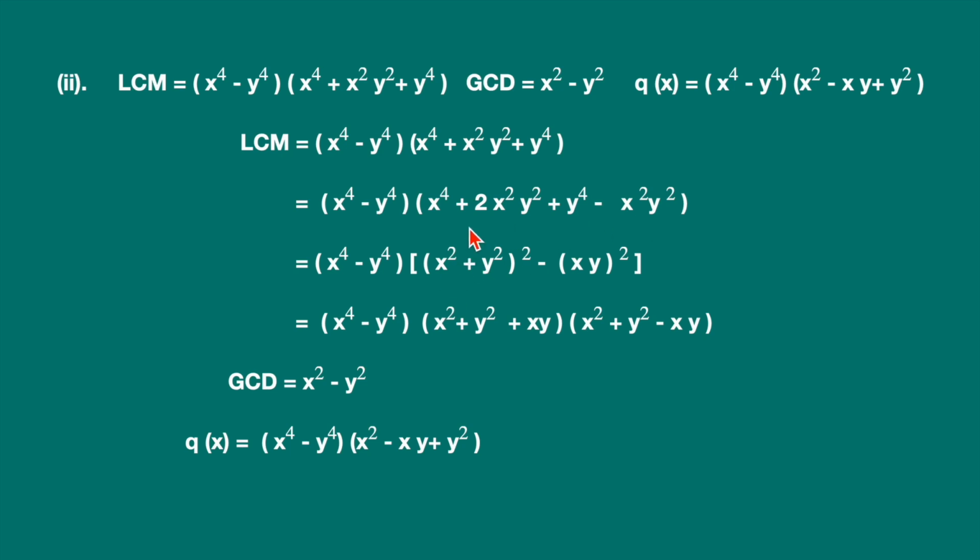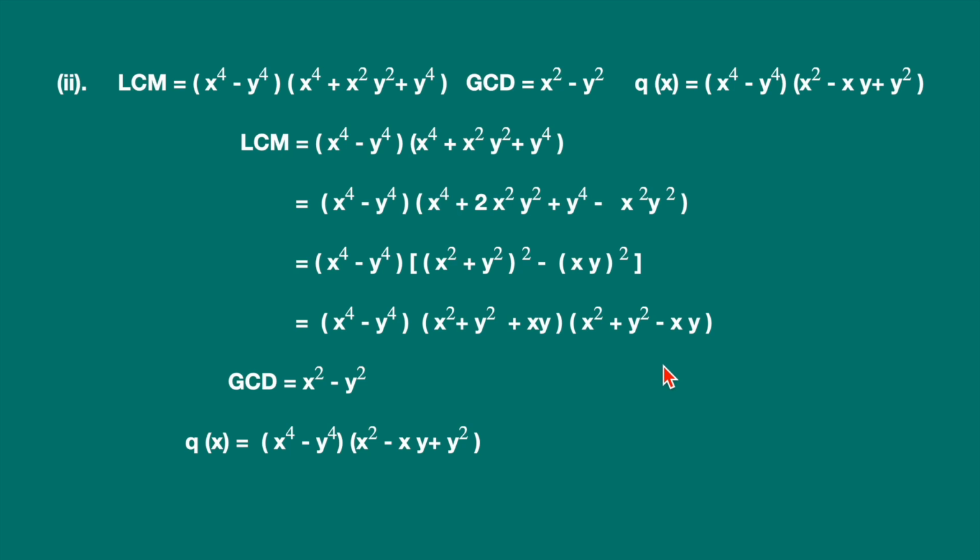And then this is a perfect square. So x square plus y square the whole square minus xy the whole square. Now this is in the form of a square minus b square, that will be a minus b into a plus b. Again, this is an identity which you studied in 9th standard. So here let's write down x square plus y square plus xy, and x square plus y square minus xy. This leave it as it is.